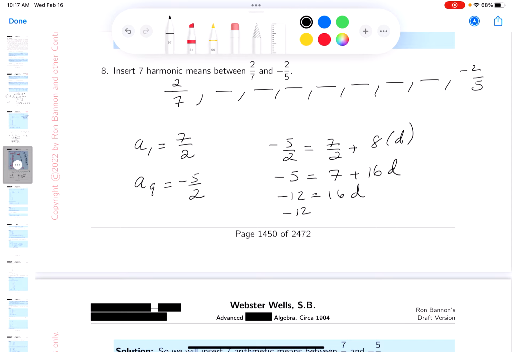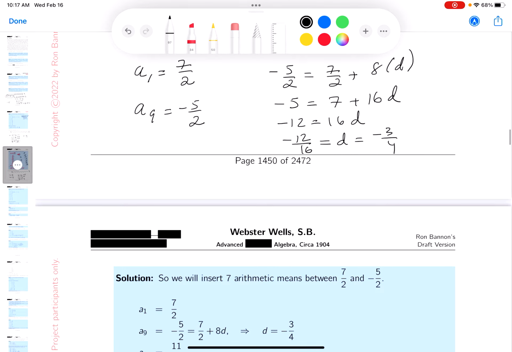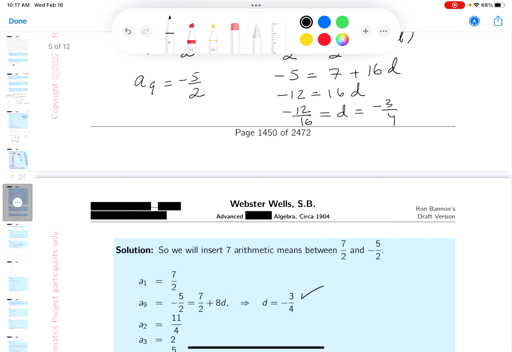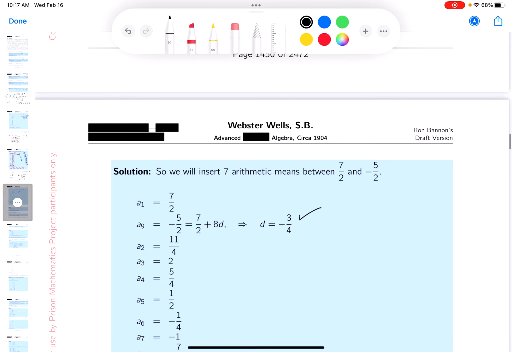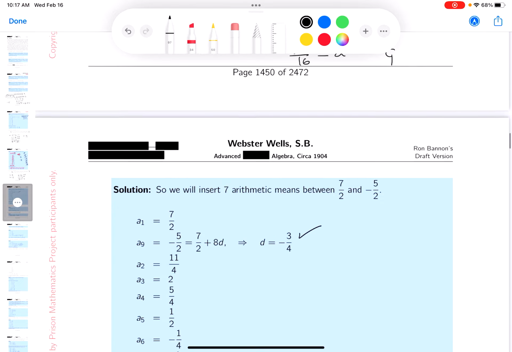So you get minus 12 over 16 is equal to d. I like to reduce it. That's minus 3/4. So I'd say at the minute right now, you should be staring at the d as minus 3/4 in the key. All right? Then says, what are you going to do now? Well, I'm going to generate the sequence, all right, with the understanding that A1 is 7/2, and then I got to start adding on to it.